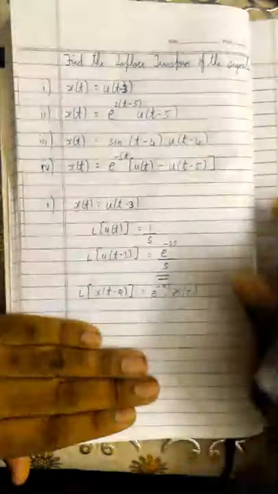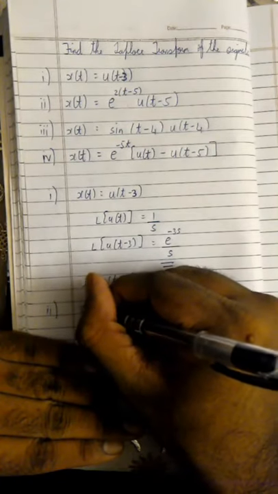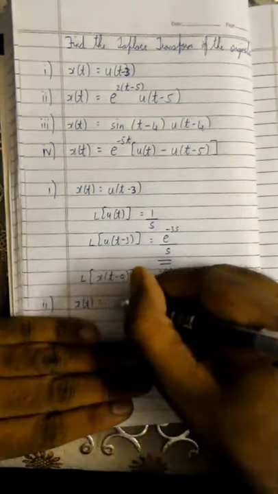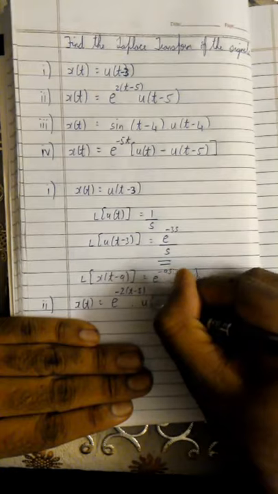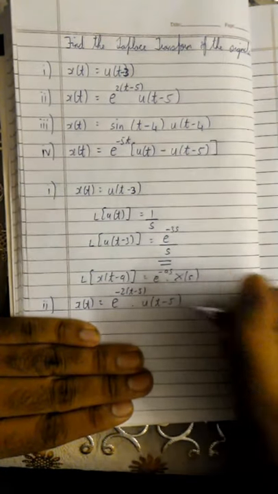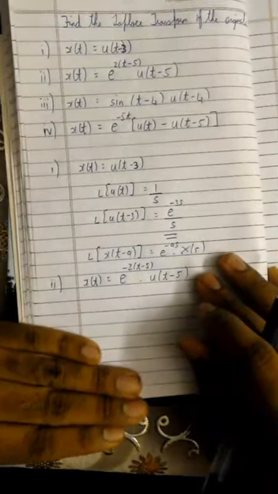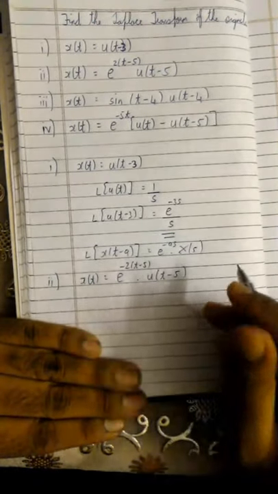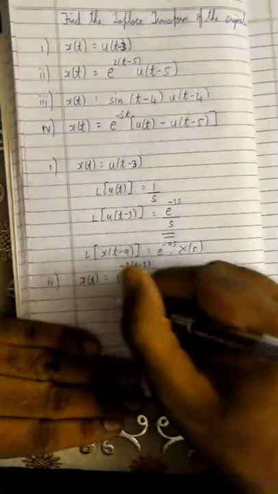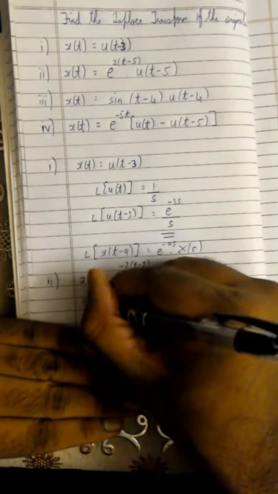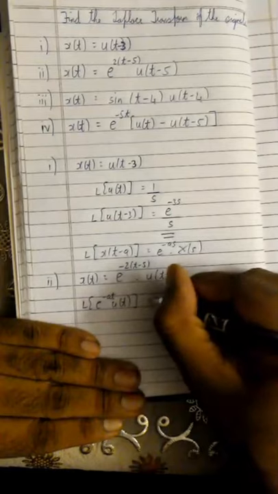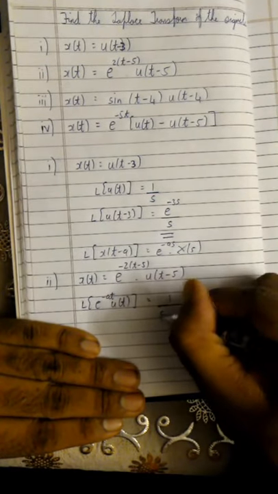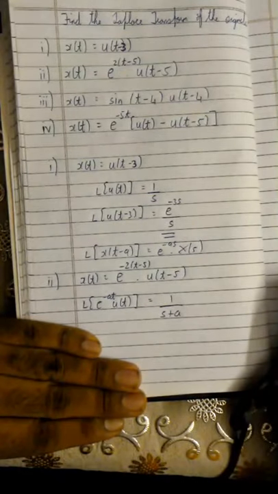Okay, so let's move on to the second problem. The given question is x of t is equal to e raised to minus 2 into t minus 5, into u of t minus 5. Okay, so here also we know the equation for the Laplace transform of e raised to minus at u of t. We know that the Laplace transform of e raised to minus at u of t is equal to 1 by s plus a, right? 1 by s plus a.